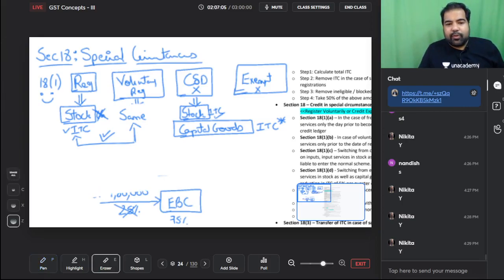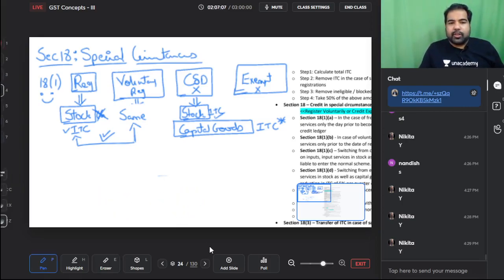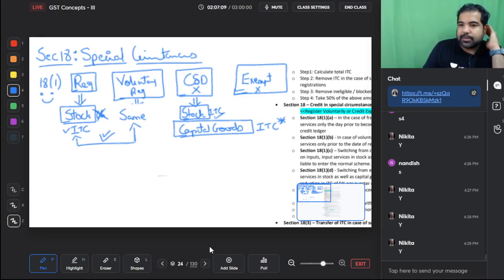So guys, in these 4 cases, register voluntarily, credit expires. When you are registered or voluntarily registered, you get the ITC on stock, but not on capital goods. But when you move out of the composition scheme, or when you move out of exempt supply, you get it on both, but on capital goods you have to minus 5% per quarter for the period before.